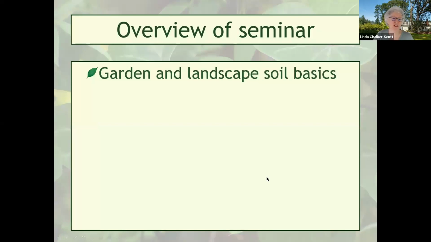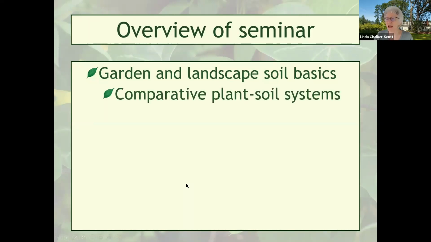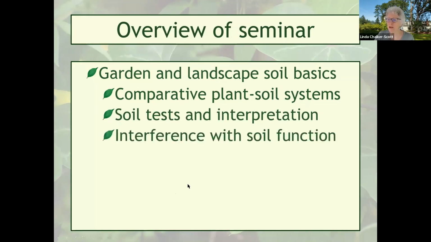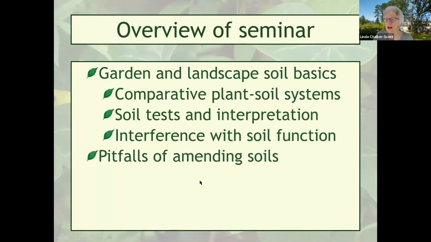First of all, I'm just going to touch on some garden landscape soil basics, especially about why it's important to soil test. We'll look at comparative plant soil systems. I know that sounds confusing, but when you see what I mean, it's not confusing at all. And it's really important to keep in mind your goals for what your plot of land is supposed to do. Then we're going to look briefly at soil tests and interpretation, then at things that can interfere with soil function. And then we're going to jump into amendments and mulches.